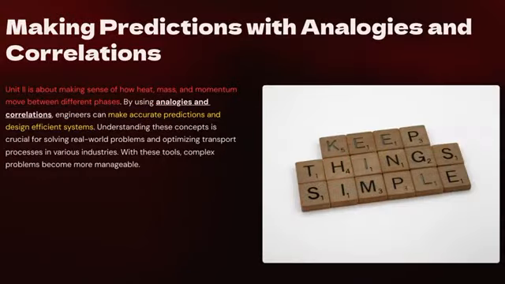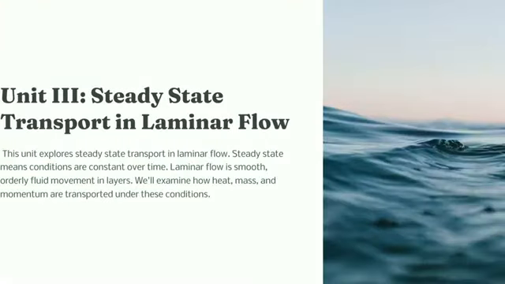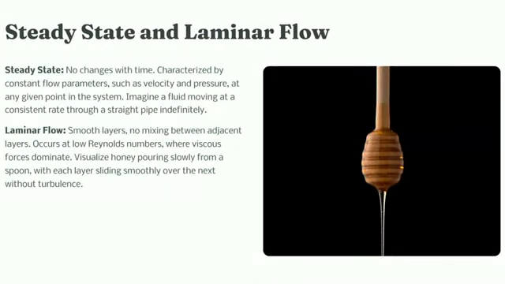That's a wrap. I think we made Unit 2 sound way simpler than it actually is. Are we ready to now move on to the next unit? Unit 3. This one is all about steady state transport in laminar flow. Sounds fancy, right? Definitely. So, steady state means things are not changing with time, like when water flows smoothly through a straight pipe at a constant rate. No surprises. Exactly, and laminar flow is when fluid moves in smooth layers without mixing, like honey pouring from a spoon. Slow, smooth, and orderly.